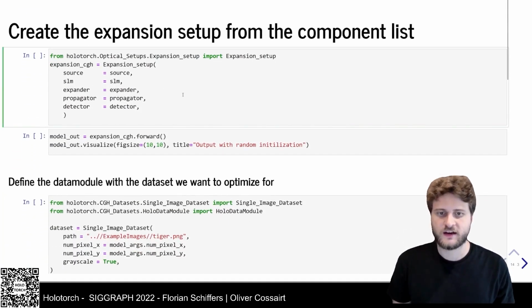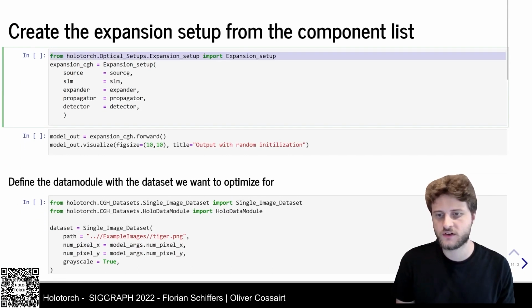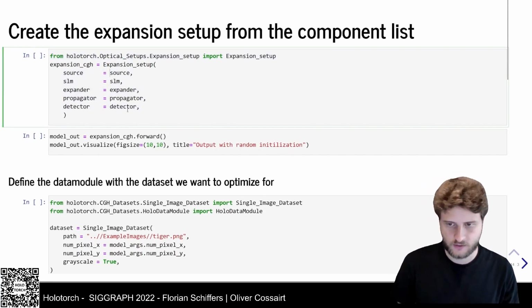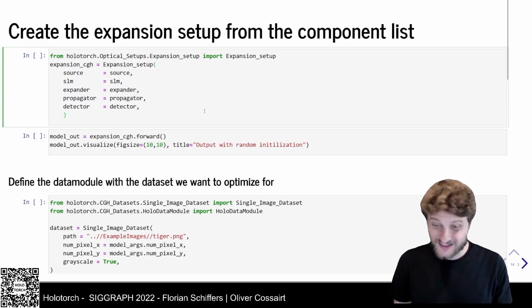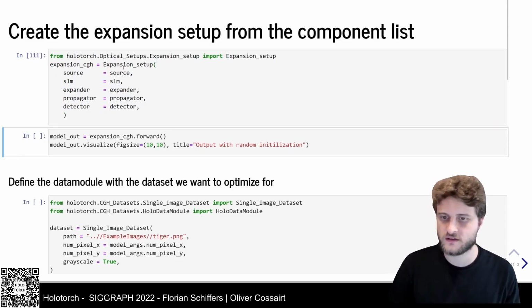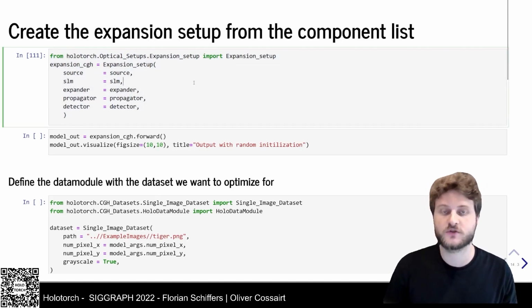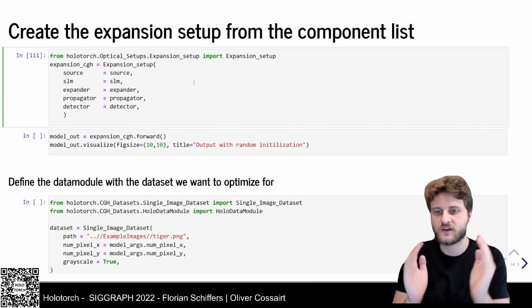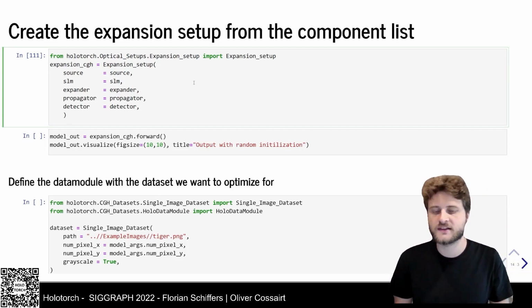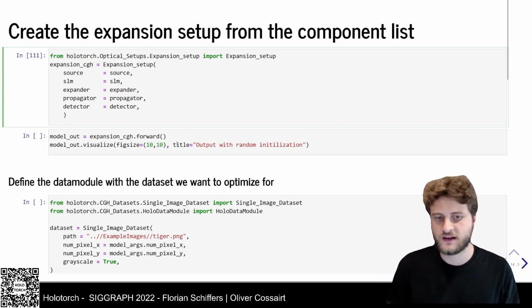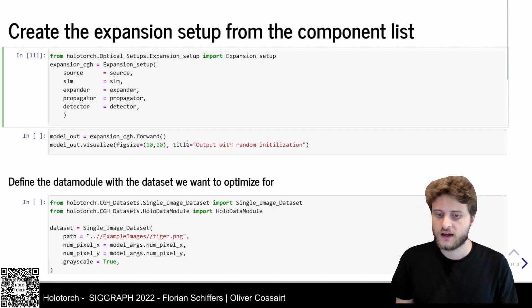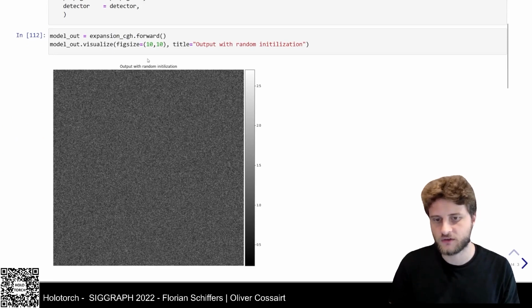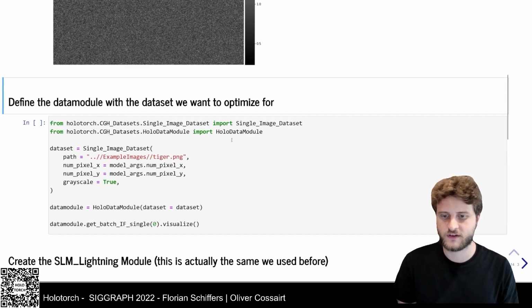The next thing is that we're going to create our expansion setup. So we've imported it already, and now we pass in these parameter components like the source, SLM, expander, propagator, and detector. These are not yet created. They're going to be created in the constructor method of the expansion setup. So this is used, for example, when you do parameter sweeps. You can define your config files, and then you can create the actual components in the constructor method of the specific setup. And now you can look at the forward method, and you're going to see it's all random because we've initialized everything with random.